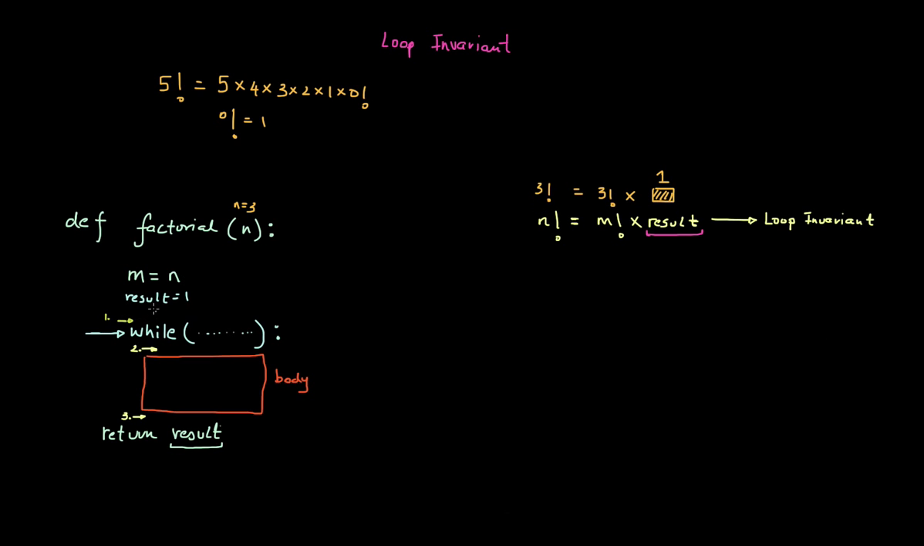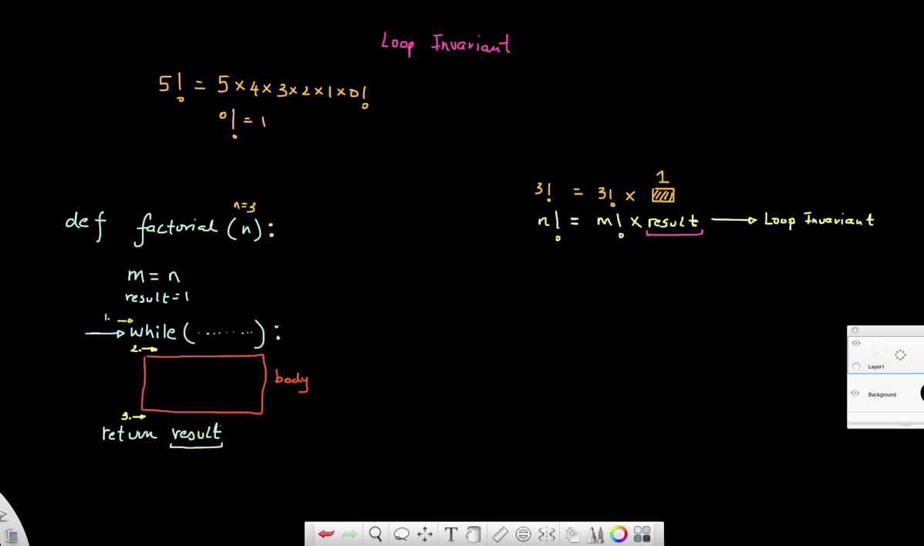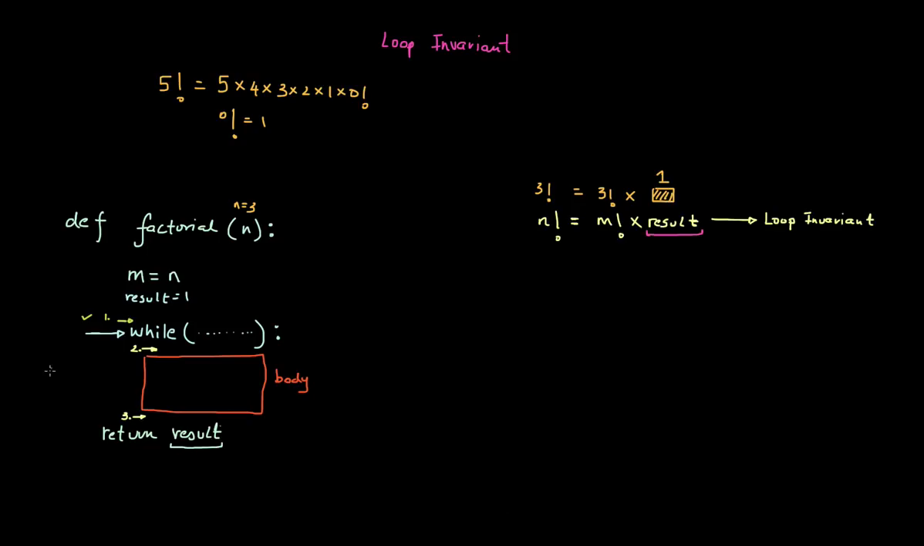It's valid because if I take result equals 1 and I multiply that with m factorial, it is going to be equal to n factorial. This is excellent. So I know that my loop invariant holds at that point. So let's just put a checkbox there. This holds at point 1.